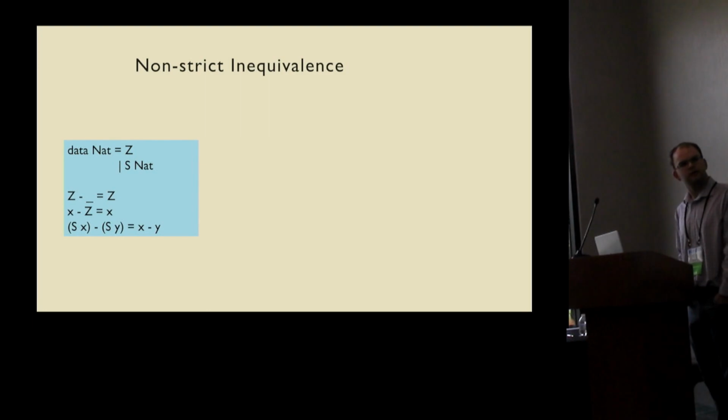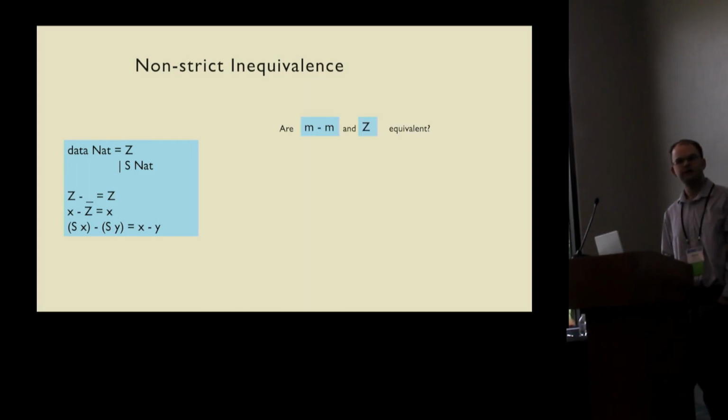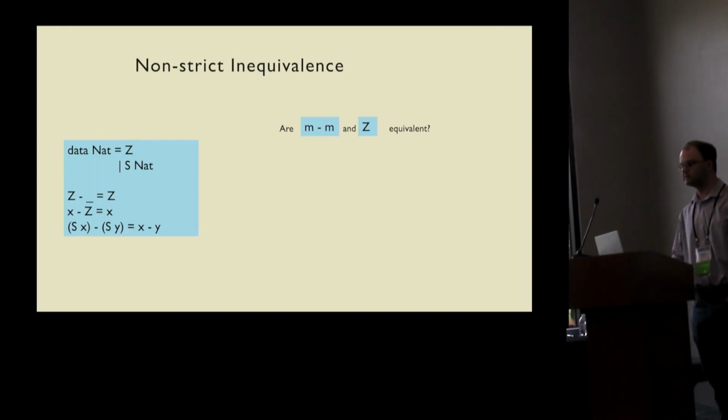This can be a little bit subtle. Here I have a NAT data type defined. Peano arithmetic, it's either 0 or it's the successor of another NAT. And I have subtraction defined on NAT. It seems tempting to say that if I have m minus m and 0, those are equivalent. But actually, with non-strict evaluation, they're not.